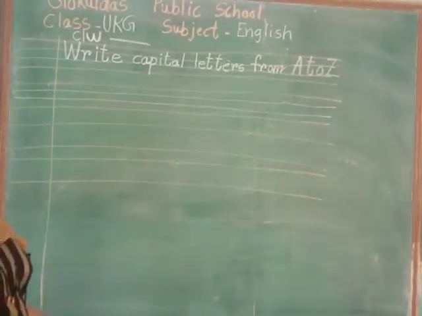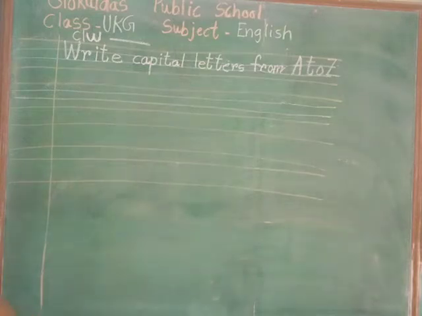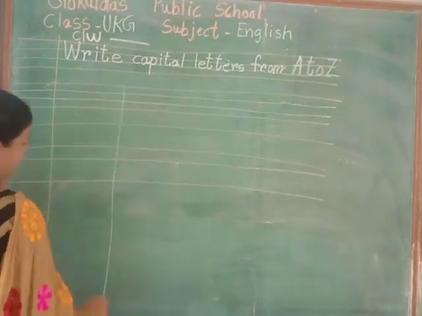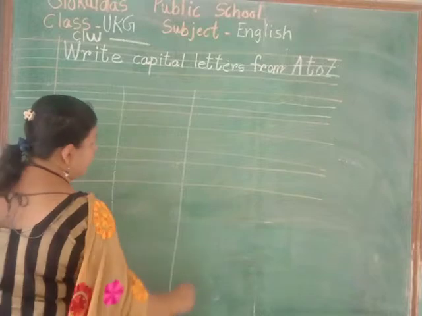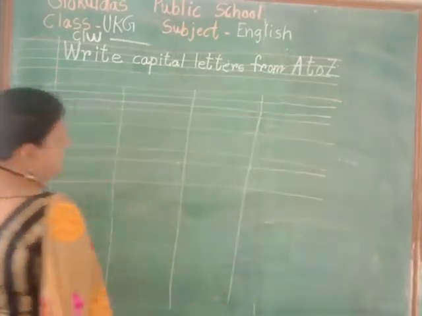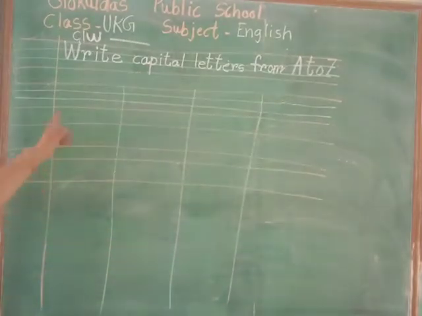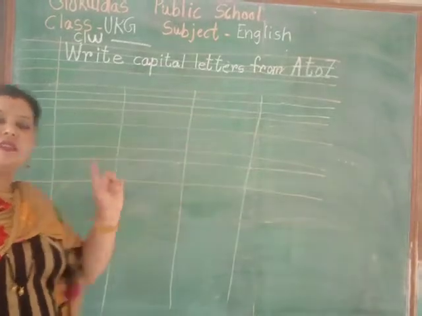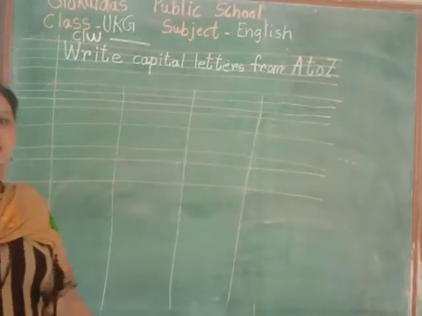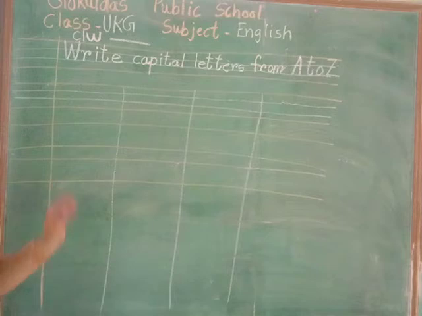Draw a straight line with the help of your mother. 1, 2, 3 and 4. Divide in 4 lines. 1, 2, 3, 4 like this. Draw the standing line like this and divide in 4 parts. Done. Now first, which letter will come here?